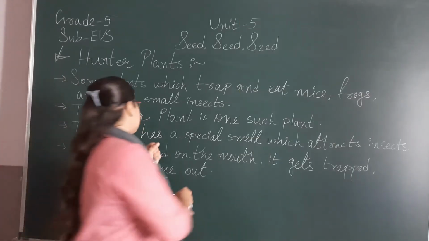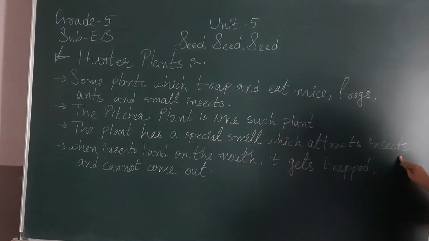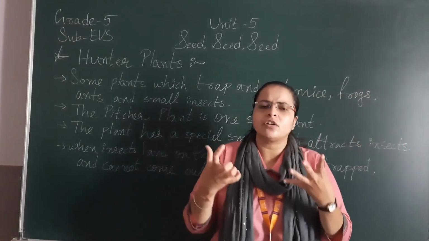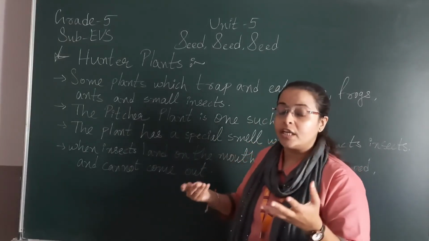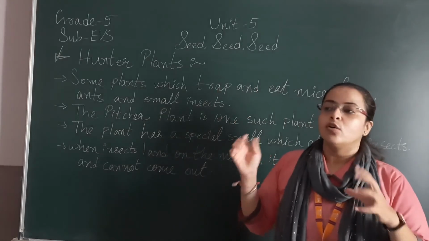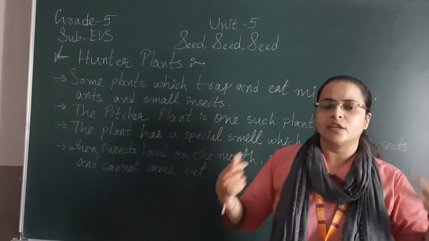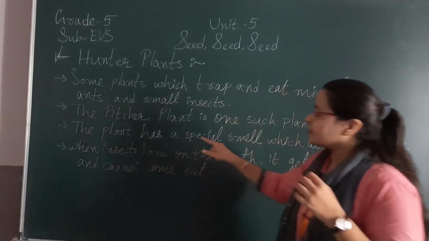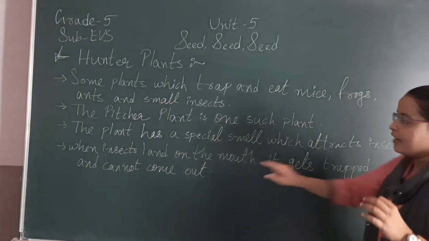Okay, so here the plant has a special smell which attracts insects, right? This kind of plant has a special kind of smell, special kind of fragrance, उनकी स्मेल इतनी अट्रैक्टिव होती है, and that is very unique. The insects, the ants, even the frogs also get trapped. उस स्मेल में वो सारे सब कुछ अट्रैक्ट हो जाते हैं, frogs, insects, and they are trying to come to that plant. When insects land on the mouth, it gets trapped and cannot come out.